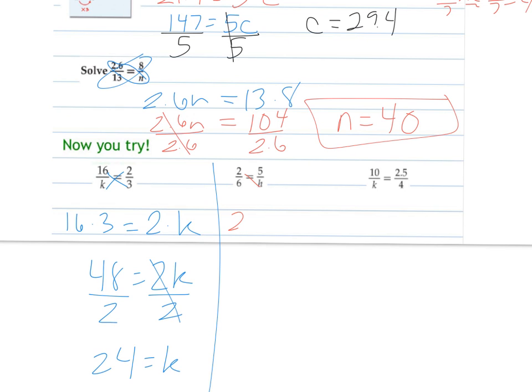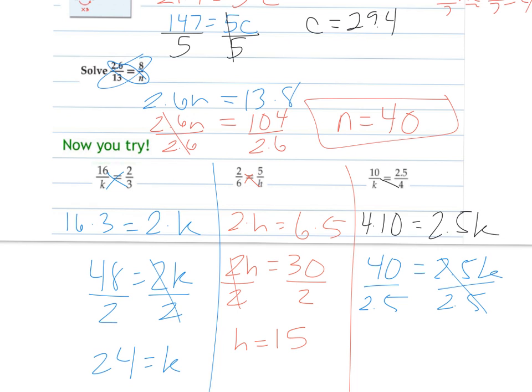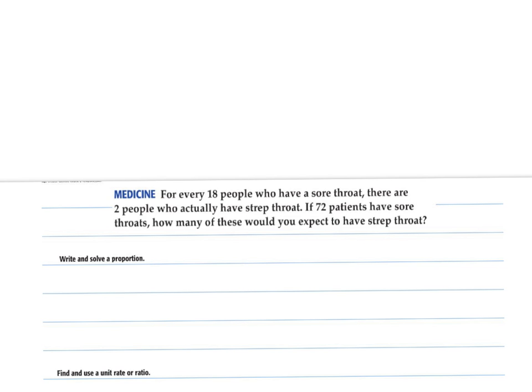Cross products, 2 times h, 6 times 5. 2 times what number equals 30? So we undo that. h is equal to 15. Last one, 4 times 10, cross products, 2.5 times k. 40 is equal to 2.5 times what number? Divide by 2.5. And I get 16 equals k. Hopefully that went well for you. If not, go back and rewatch what you need.